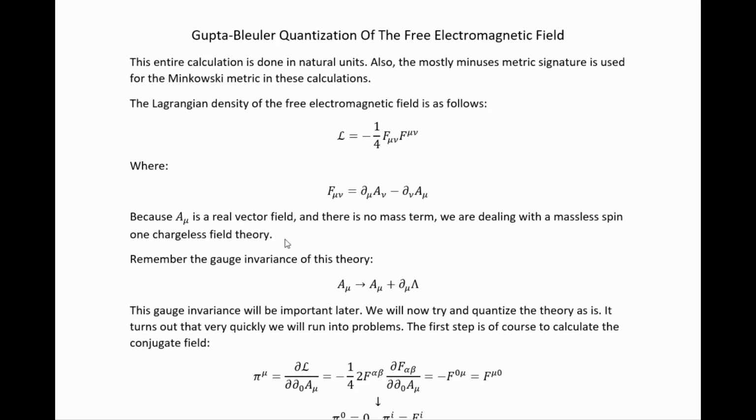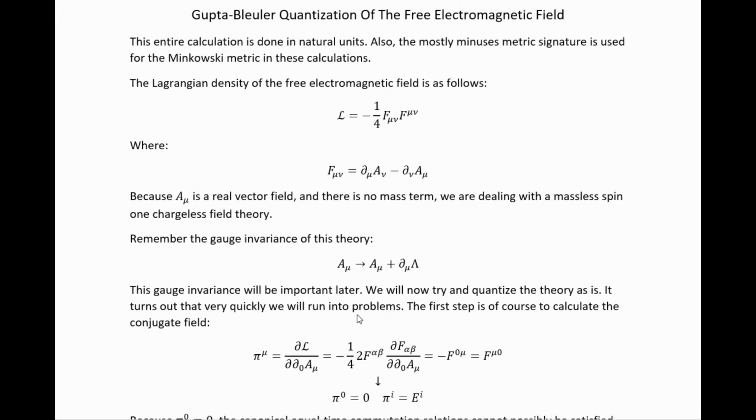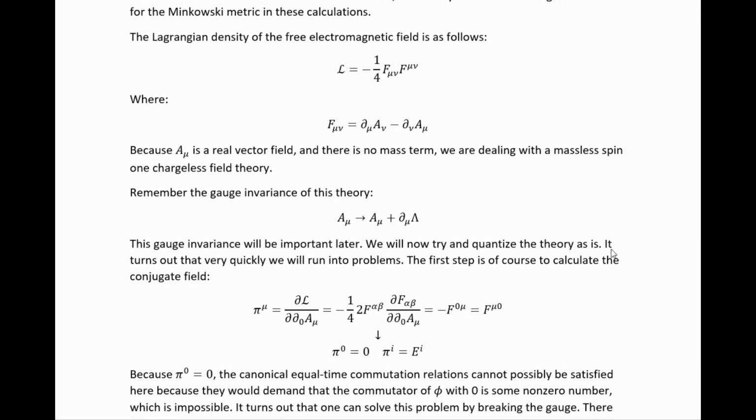Because A mu is a real vector field and there is no mass term, we are dealing with a massless spin-1 chargeless field theory. Now remember the gauge invariance of this theory. This gauge invariance will be important later. We will now try and quantize the theory as is. It turns out that very quickly we will run into problems.